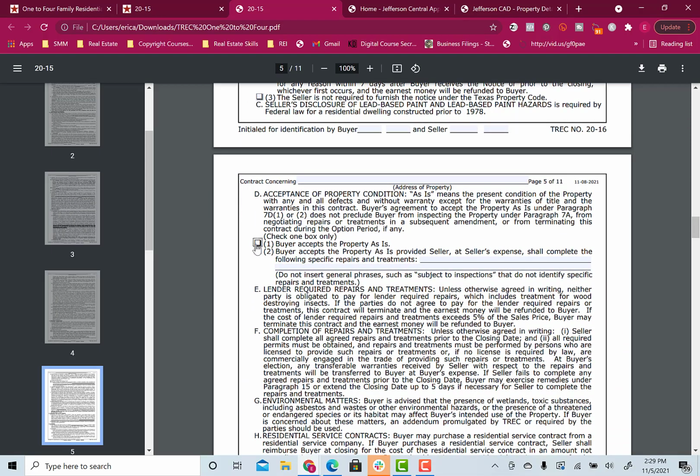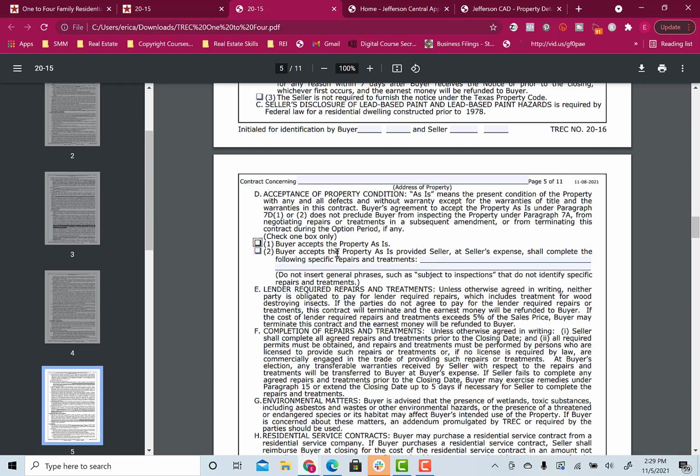You can accept the property as is. Most investors do, because they've built in the repairs that they plan to do to the property. However, in a retail setting, you can say as is, or if you already know something needs to be fixed, or they've told you they're going to fix something, that's usually when you put in these repairs and treatments here.